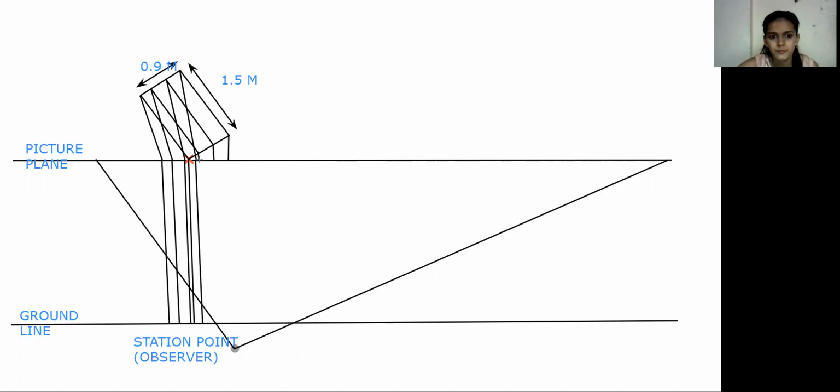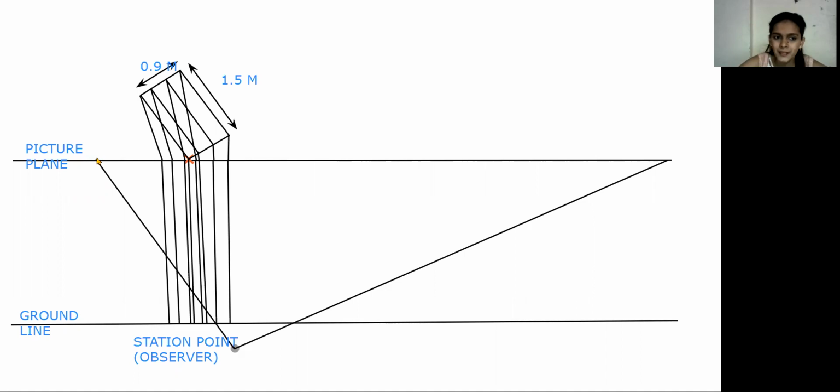And again, here we are going to get the measure line, the vertical line from that red cross point, because that point is touching the picture plane. So the vertical line from that point is known as the measure line. We are going to show the actual dimensions on that line only, because other side dimensions may change, as it's a perspective view.